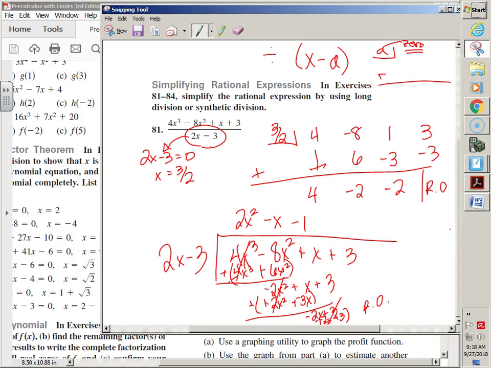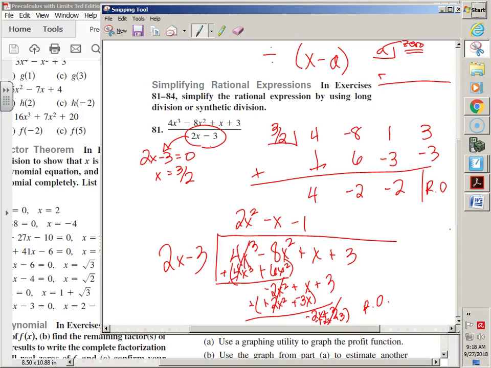Ready? How could I rewrite this one? Oh, it's 2. Why is that true? When you do synthetic division, you do find the 0 and plug in. But here's the dilemma. If we're actually writing this out, I'm just so sad I can't make this any bigger.